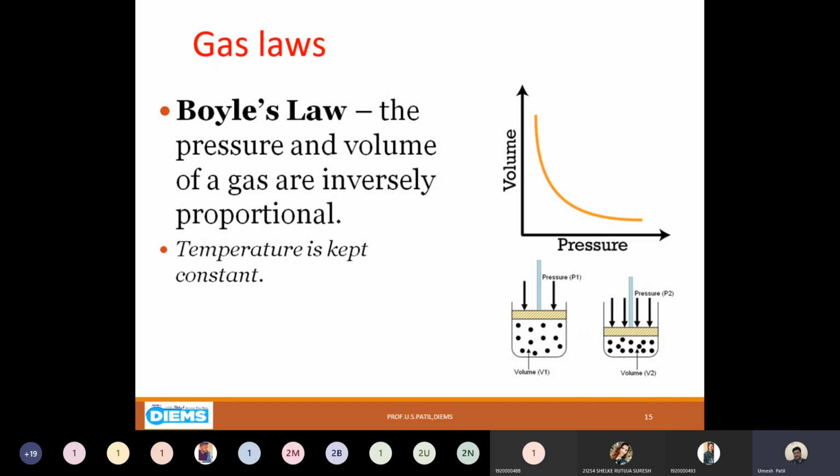If we take pressure, volume, and temperature, and temperature is kept constant, then pressure will vary inversely with volume. It means if we increase the pressure on a fluid, its volume will decrease, and vice versa. If we reduce the pressure, the volume will increase. So this is Boyle's law. Let's see the practical application of Boyle's law.